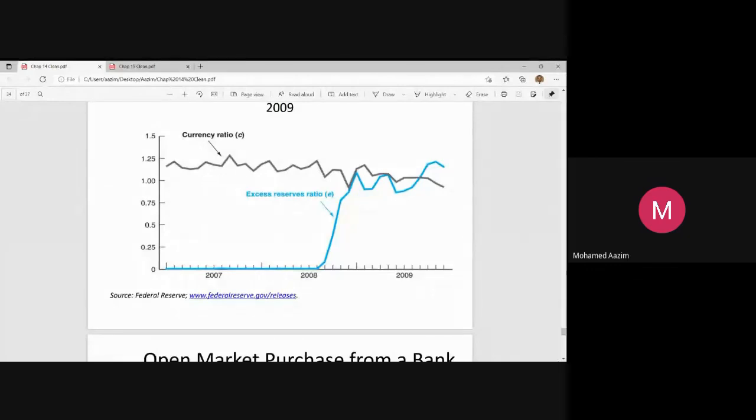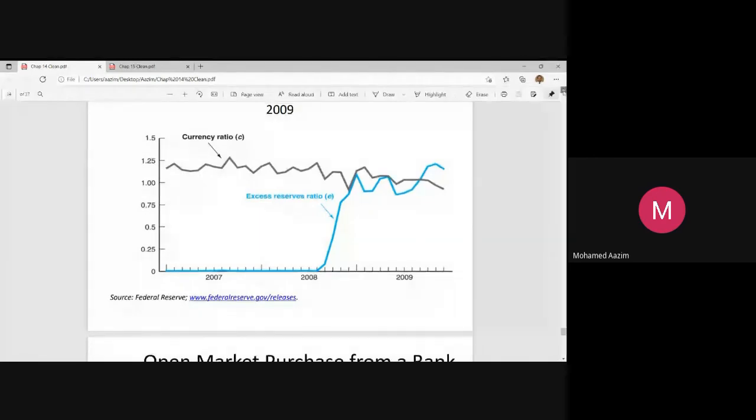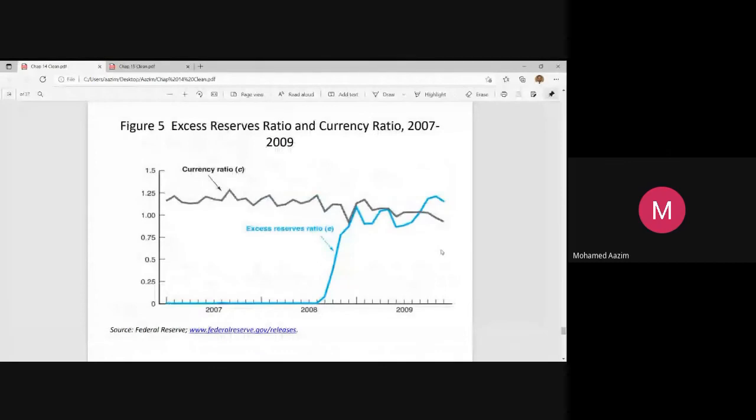And you can see here the excess reserves. This is the excess amount held by the banks with the central bank. It is actually going well above, from almost zero levels to almost 100%.